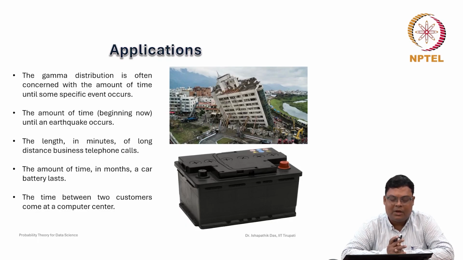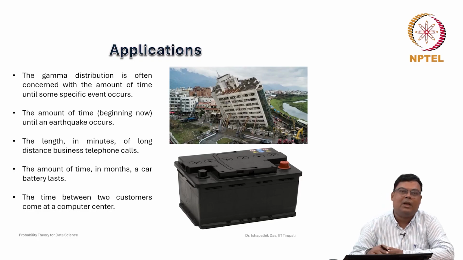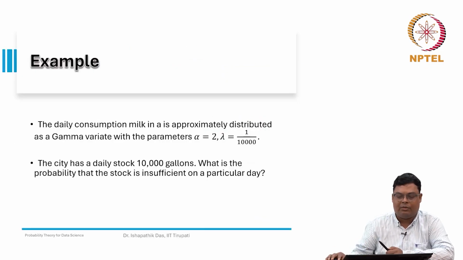Examples are the amount of time beginning now until an earthquake occurs, the length in minutes of long distance business telephone calls, the amount of time in months a car battery lasts, and the time between two customers coming to a computer center. So, whenever you are modeling a time variable or lifetime, which is a positive random variable and is also unimodal, in that case we can use a gamma distribution.